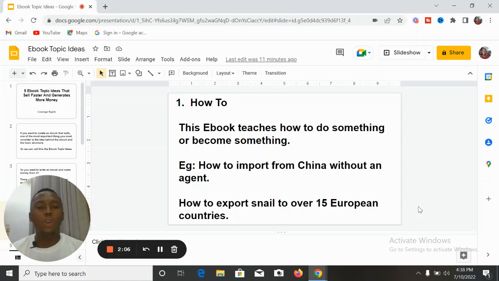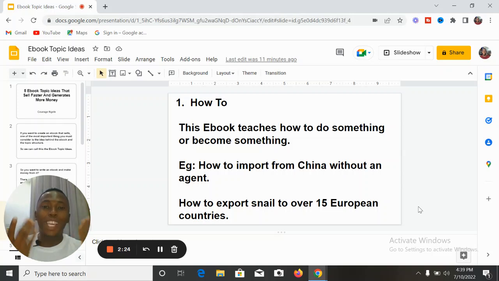For example, how to import from China without an agent. Now, people struggle with importing stuff from China. They don't even know how to import. They don't even have an agent. They don't even know when they are going to receive it. They don't know how to make payments. Those kind of things are the questions that people are asking.